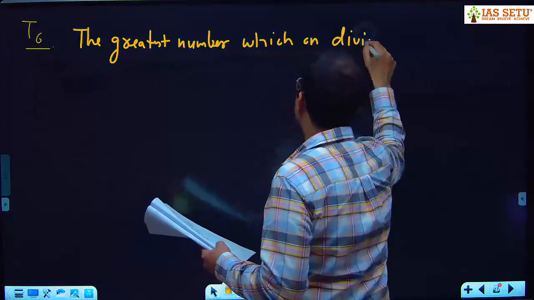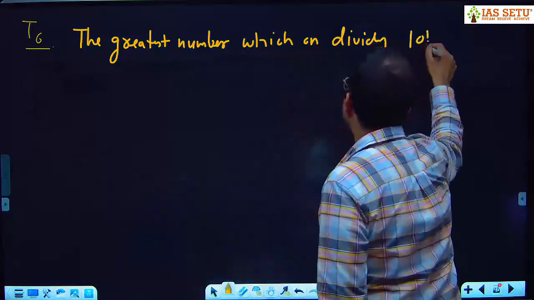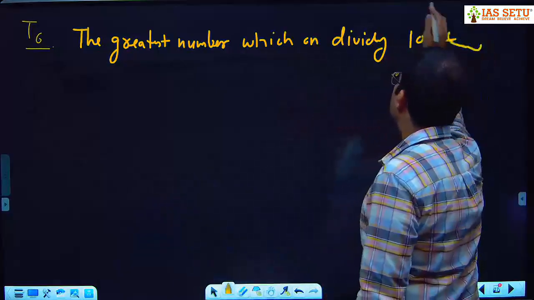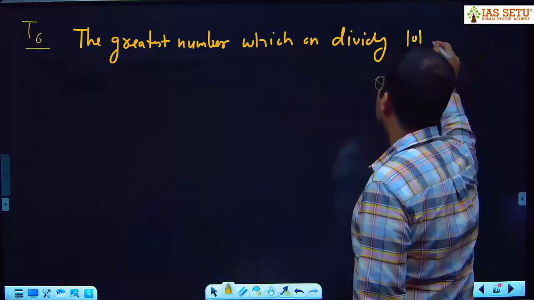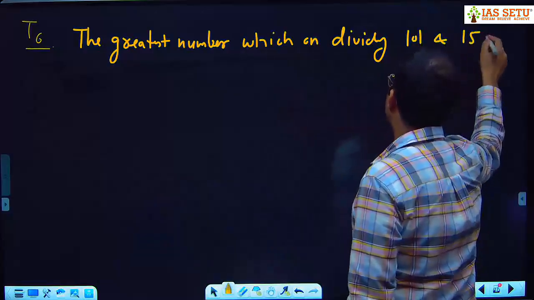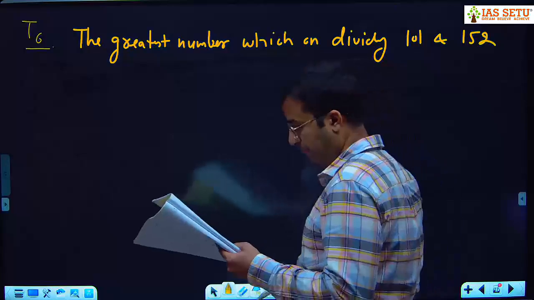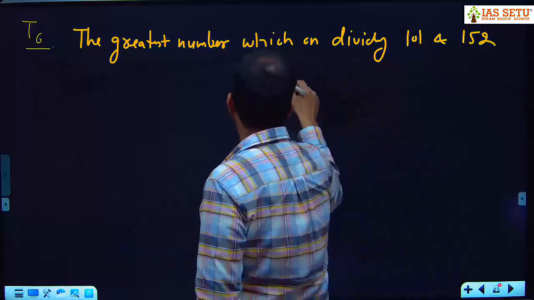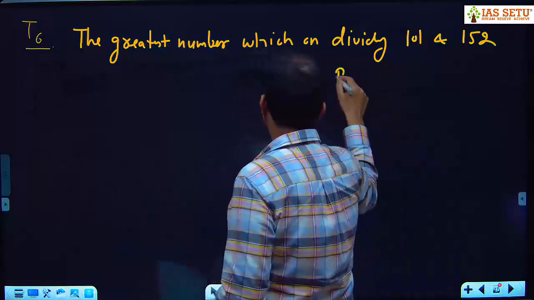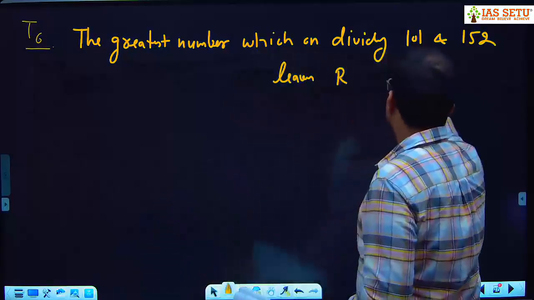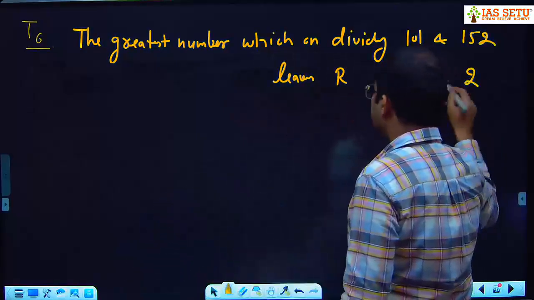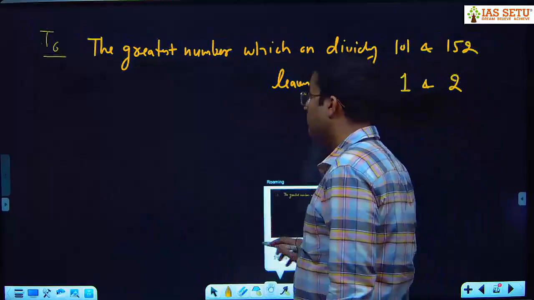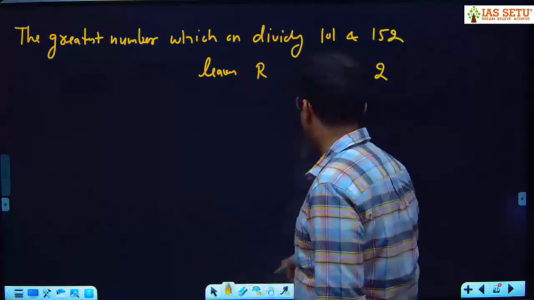which on dividing 101 and 152 leaves remainder 1 and 2 respectively.